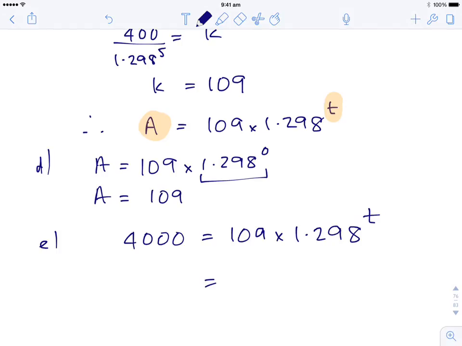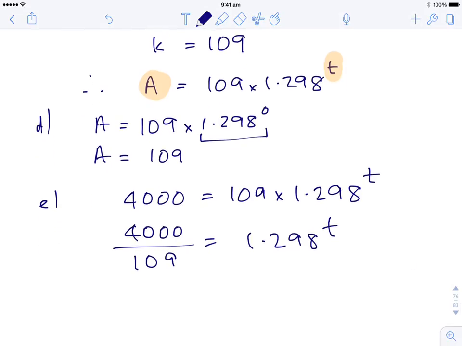Okay, let's solve this thing. First thing I'm going to do is divide both sides by that. I want to get this on its own first. I think that makes it a little bit nicer to look at and understand, but essentially we're going to use our calculator anyway, but that would be my first step here. 4,000 divided by 109 equals 1.298 to the power of t.